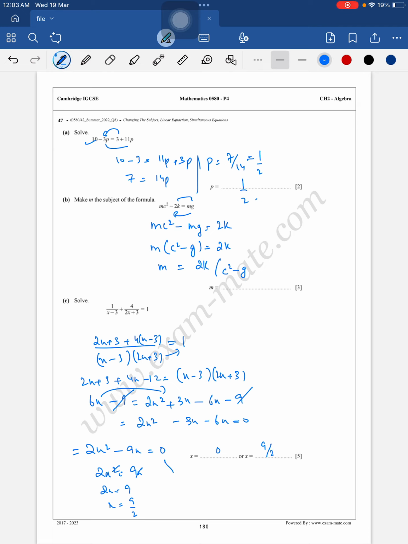In order to get 0, we can do another option: we can take it common here. So 2x square minus 9x is equal to 0. X taken common, 2x minus 9 is equal to 0. So here x is equal to 0 and 2x minus 9 is equal to 0. So x is 9 upon 2.